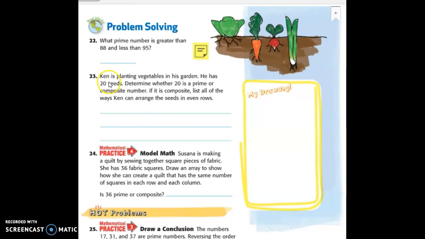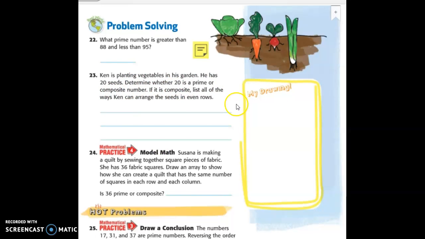Okay. Now this one, somebody's going to get really quick: oh, it's composite. Okay, yes, but that's not the only question. It's also asking you to list all of the ways Ken can arrange the seeds in even rows. So you're writing the factor pairs like you did in lesson 1 as well on these lines. They didn't give you 3 lines just to write the word, whether it's prime or composite.